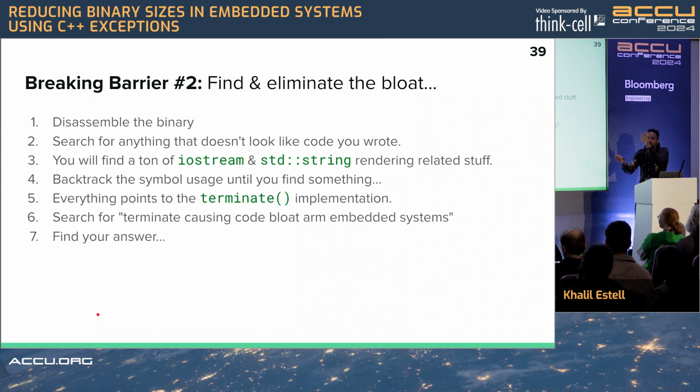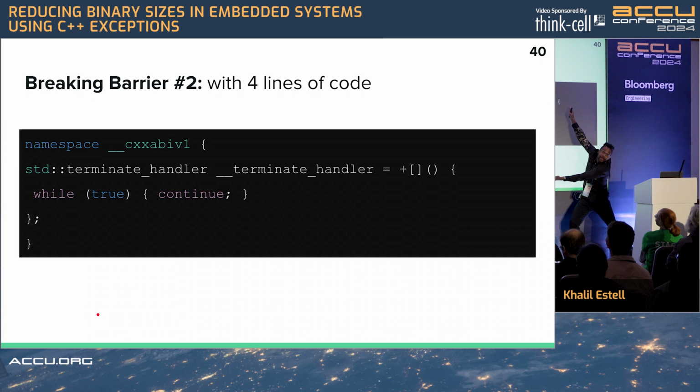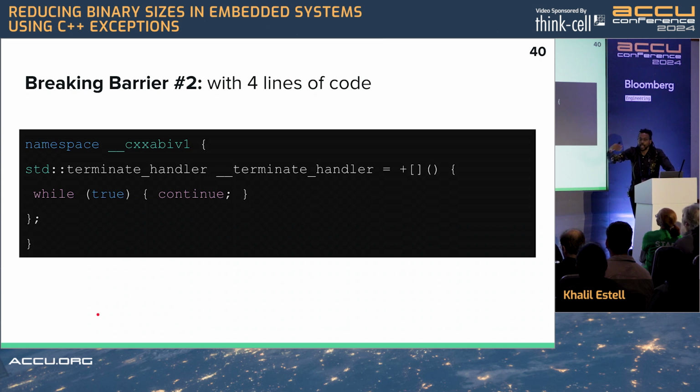And then I start backtracing all the code until eventually it all points to terminate. That's weird. And then you look up the answer to this and you find the answer. Drum roll. This is all you have to do. What you do is you omit the terminate handler. In this case, I just overwrite it. It's a weak symbol, meaning that if I implement my own version of it, it'll overtake the one the compiler provides you.